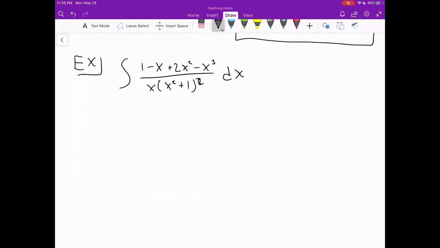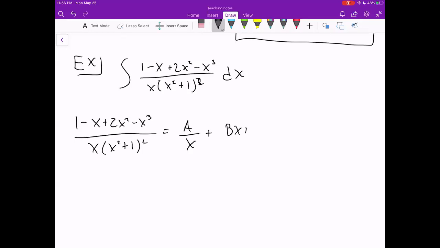What we're going to do is just set it up: 1 minus x plus 2x squared minus x cubed over x times x squared plus 1 squared. We do the partial fractions. The first one is just A over x. The second one is Bx plus C over x squared plus 1. And I also have to include that last power for the x squared.